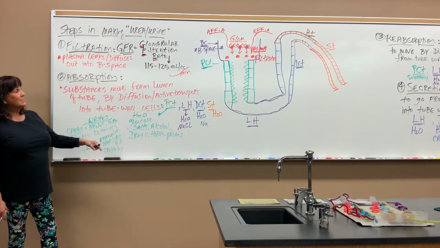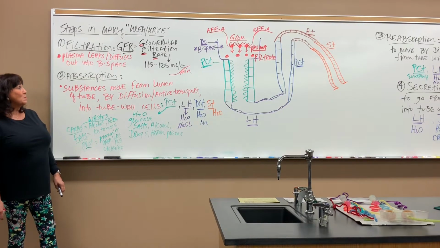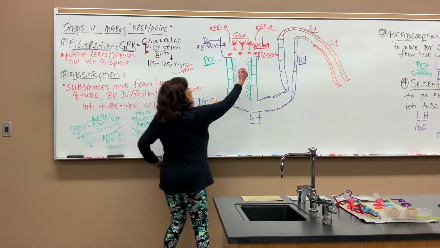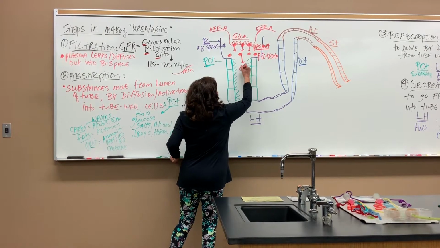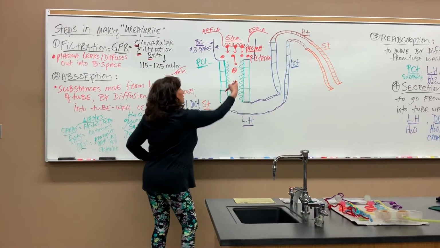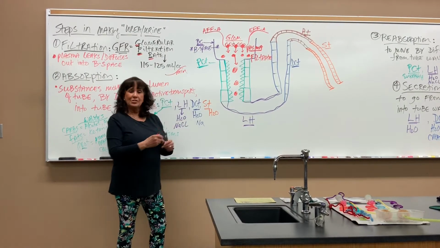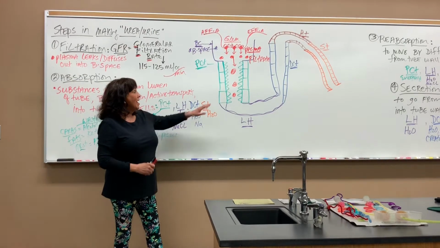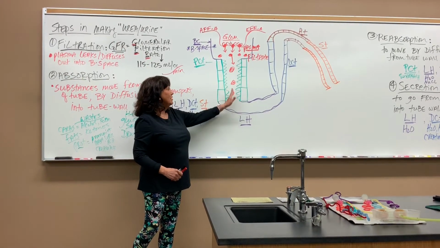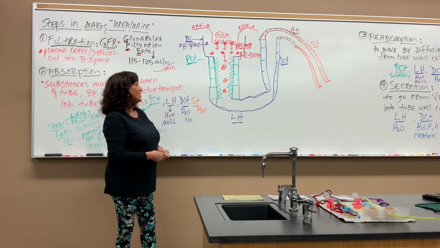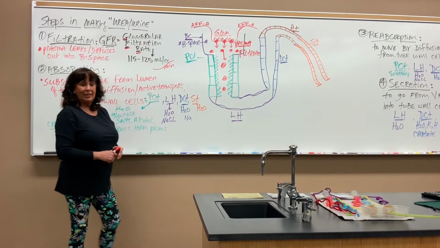So plasma leaks out into Bowman's space. All right, now basically the filtrate is going to do what? The filtrate moves down here into the PCT lumen. So think straws, like on my little design. And so here's the lumen, and here comes the filtrate. Right. So now the next step is going to happen.